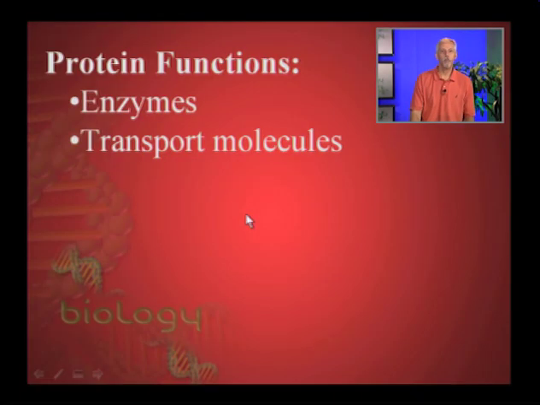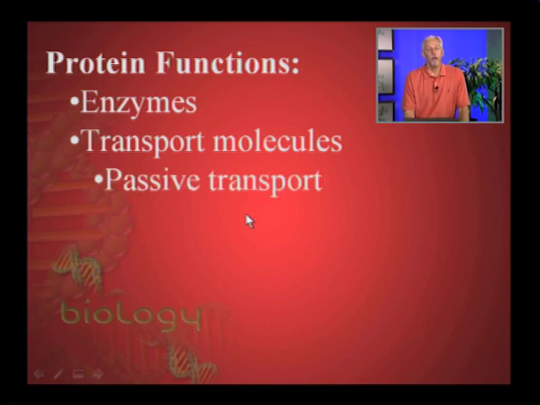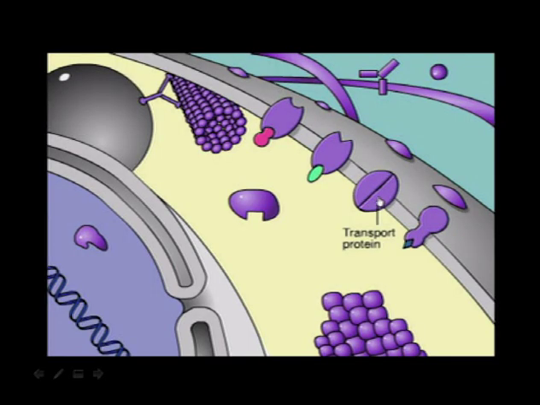Now, not all proteins are enzymes. Some proteins are what we call transport molecules. And there are two types of transport: passive transport, which does not require any kind of cellular energy. It's called ATP, and we'll talk more about that later. An example here is that we have our transport protein, and some of these are literally channel proteins and allow materials to pass through a membrane.